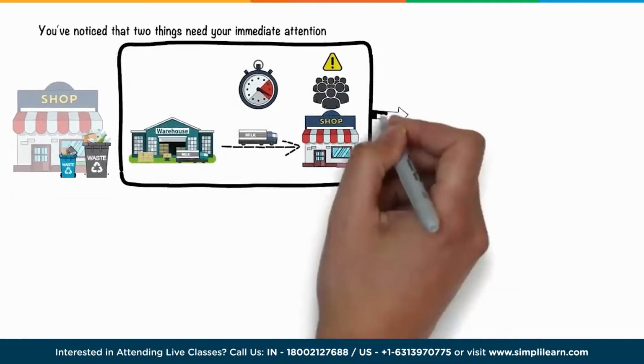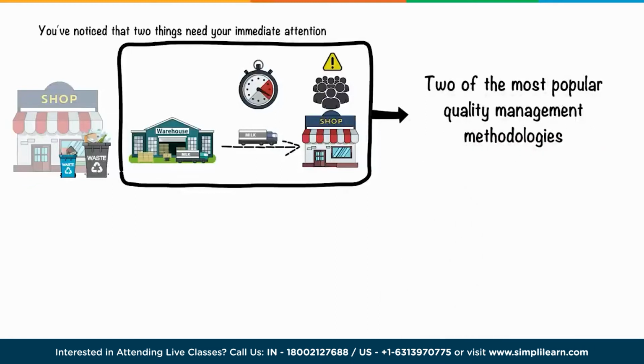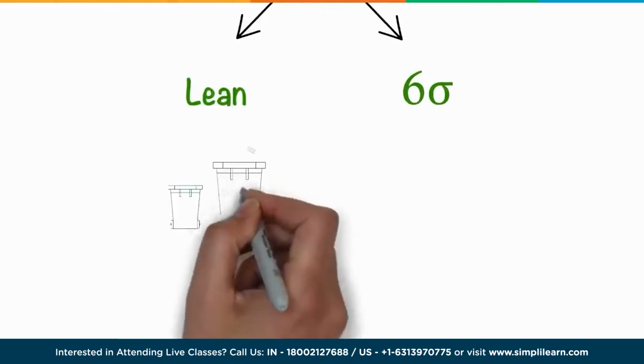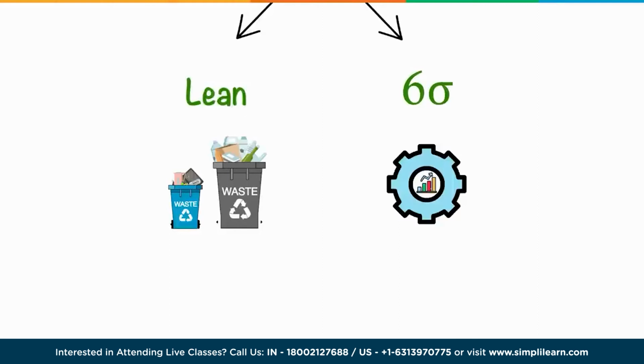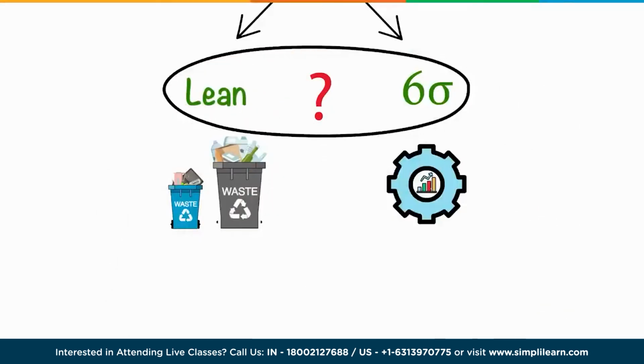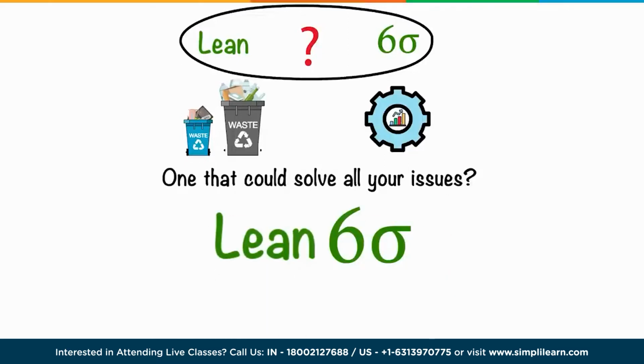These problems can be solved by incorporating two of the most popular quality management methodologies in the world, Lean and Six Sigma. One famous for its ability to handle waste, and another known for process improvement. But what if there was a methodology that combined the concepts of both Six Sigma and Lean? One that could solve all your issues? Well, there is. Lean Six Sigma.